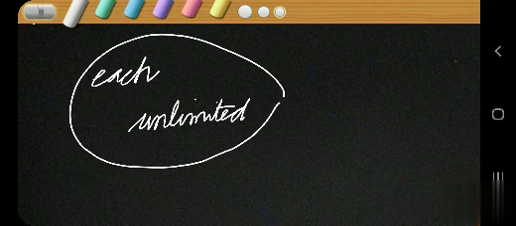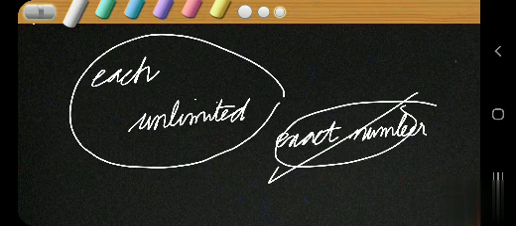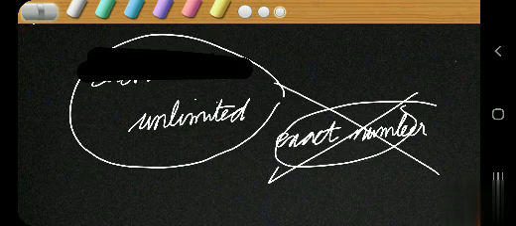So from this, what can we conclude? Each and every number has an unlimited number of multiples, or an infinite number of multiples, or endless multiples. We can't find out the exact number of multiples of any number. Each and every number has an unlimited number of multiples. Have you understood this? Got it?